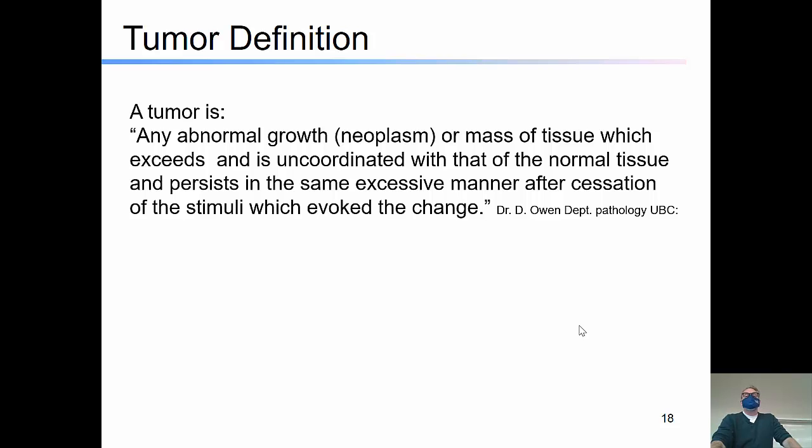So a tumor is any abnormal growth or mass of tissue which exceeds and is uncoordinated with that of the normal tissue and persists in the same excessive manner after cessation of the stimuli which evoke the change. There we go. What does that actually mean? It means these things grow without the usual signals for growth and replication. So they don't follow the cell cycle.